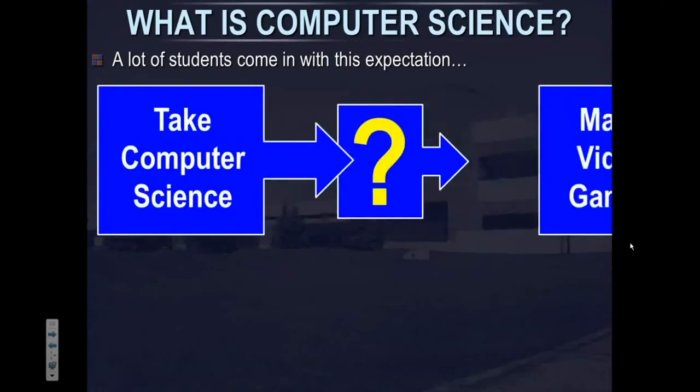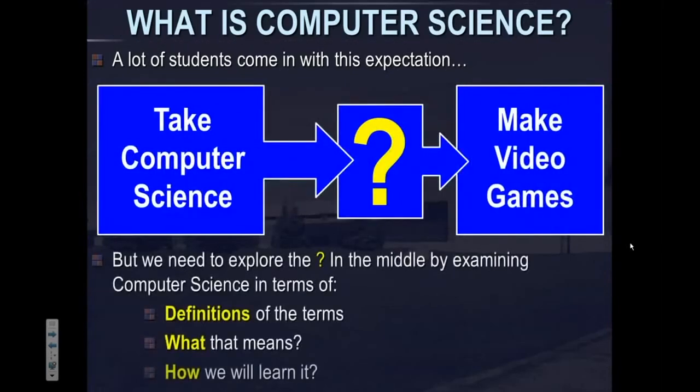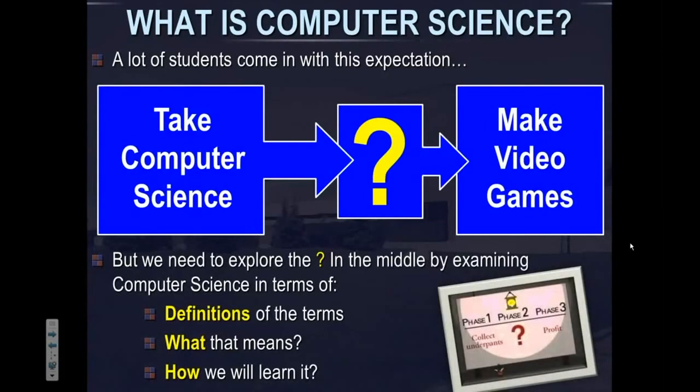So what is computer science? A lot of students come in with this expectation. Take computer science, something happens in the middle, and you make video games. But we need to explore the question mark in the middle by examining computer science in terms of defining the terms, figuring out what that means, and how we will actually learn it.